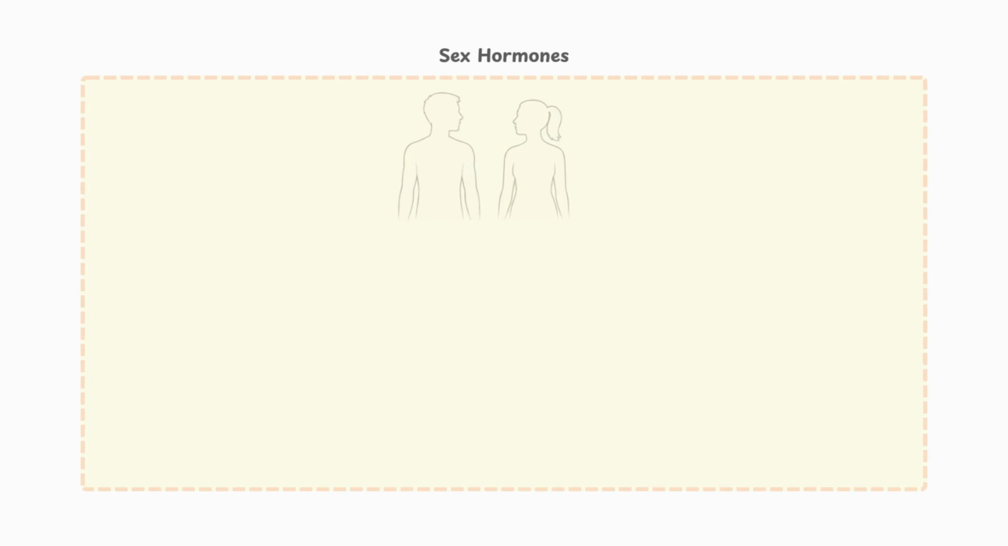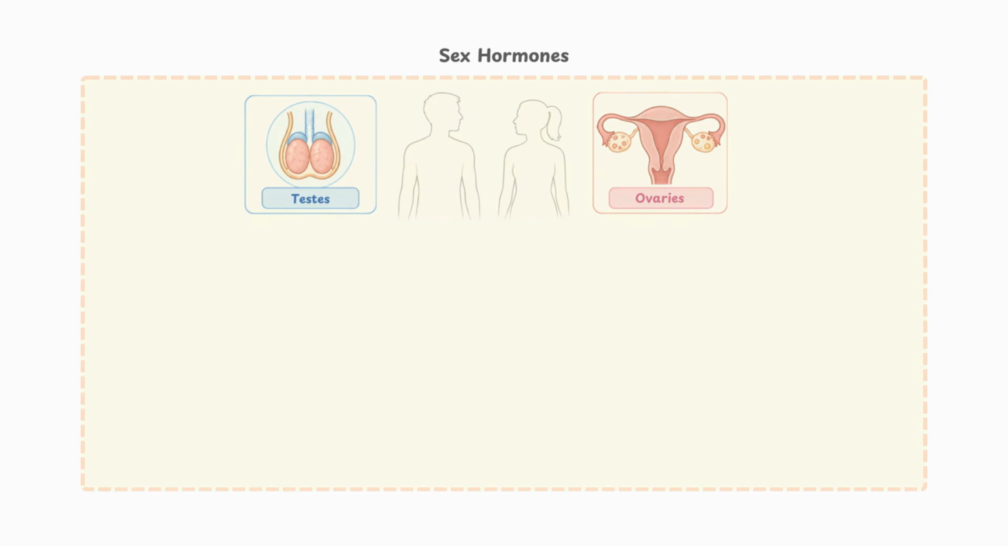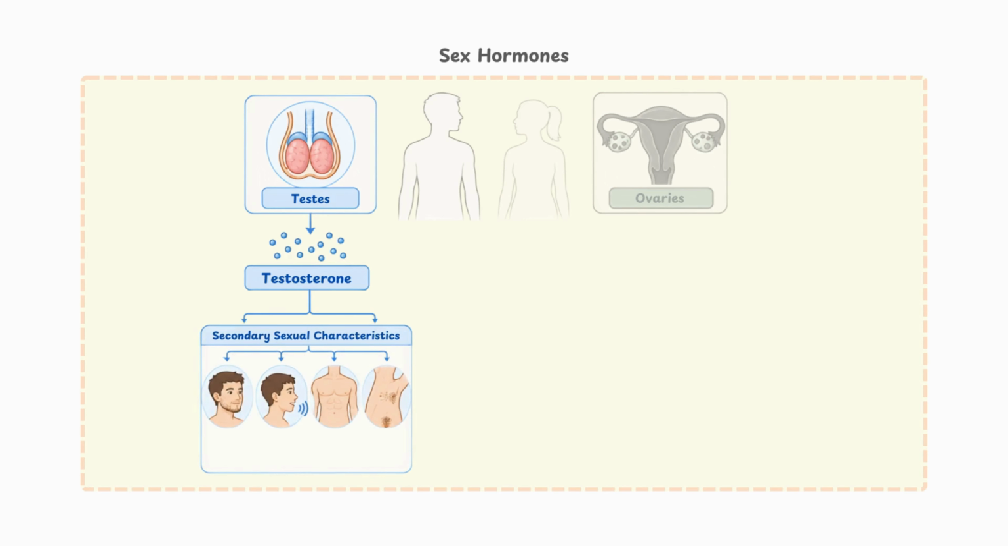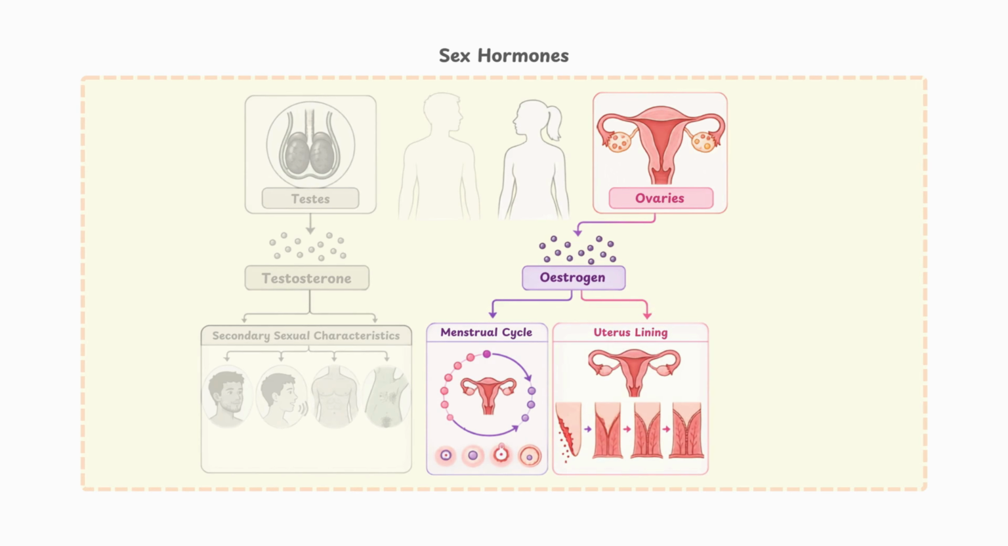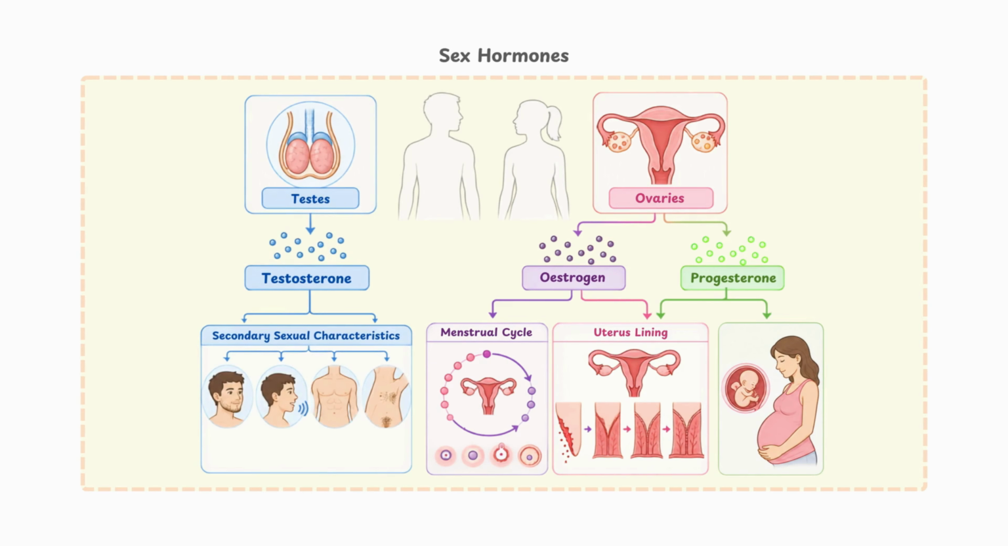Sex hormones are hormones that control reproductive development, puberty, and reproductive processes. Testosterone is produced by the testes and is responsible for the development of male secondary sexual characteristics. These include growth of facial hair, deepening of the voice, and increased muscle development. Estrogen is produced by the ovaries and helps regulate the menstrual cycle and female reproductive processes. Progesterone is also produced by the ovaries and helps maintain the lining of the uterus and support pregnancy. Together, these hormones play important roles in growth, development, and reproduction.